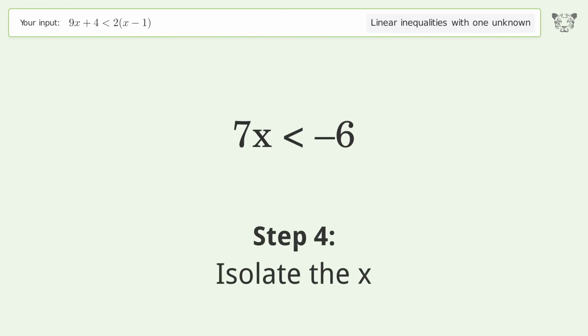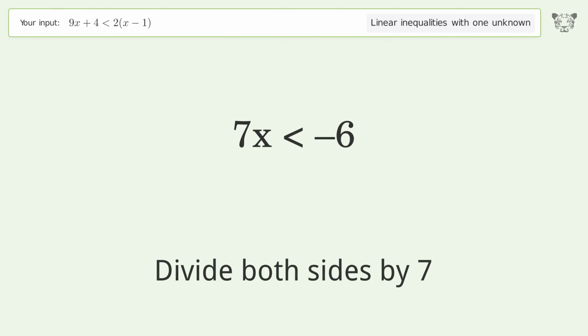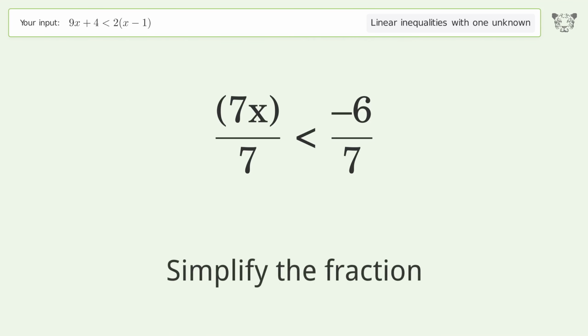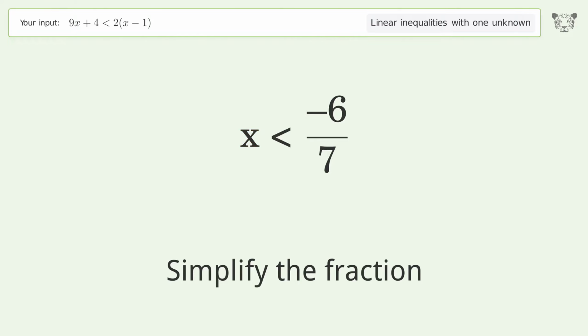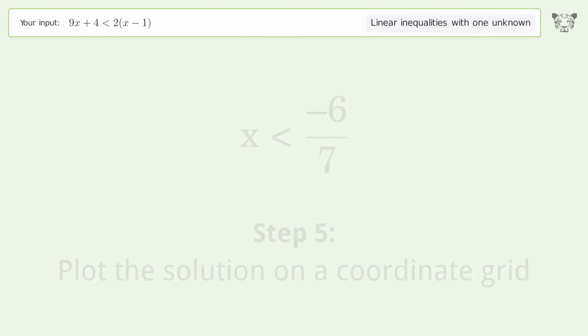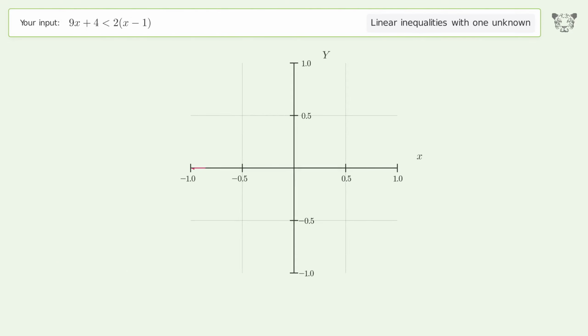Isolate the x. Divide both sides by 7. Simplify the fraction. Plot the solution on a coordinate grid. And so the final result is x smaller than -6/7.